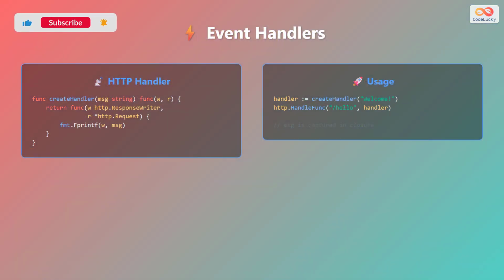One practical use case for closures is in event handlers, such as HTTP handlers. The function createHandler takes a message string and returns an HTTP handler function. This handler function writes the captured message to the response. In the usage example, we create a handler with the message welcome and register it to handle requests to the /hello path. The message is captured by the closure.